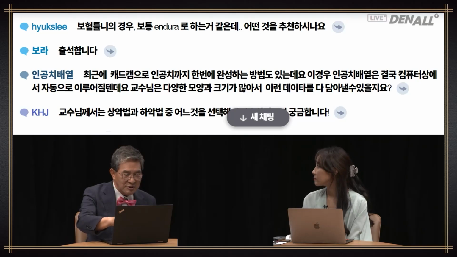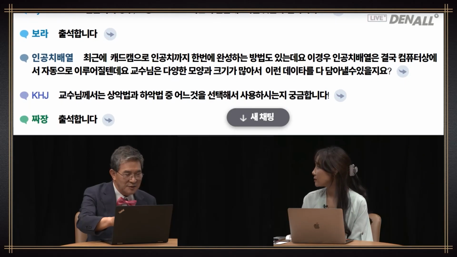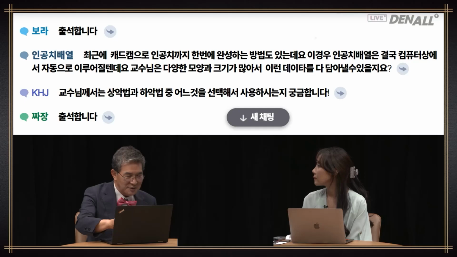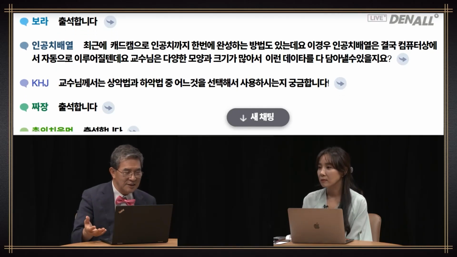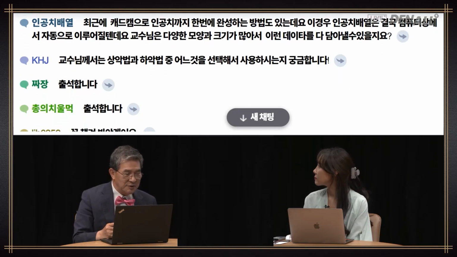HYUKS Lee: For a denture to be covered by the National Health Insurance, do you usually use Endura? Yes, Endura or other composite resin can be used. It is not the only one recommended. So if you try products from various companies, you will find something that is better than others.